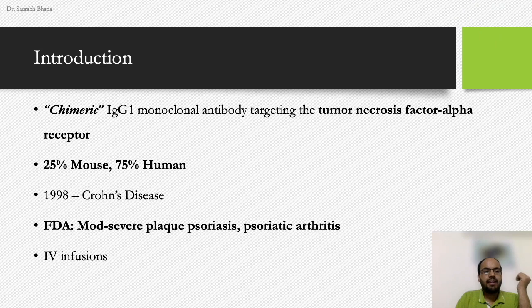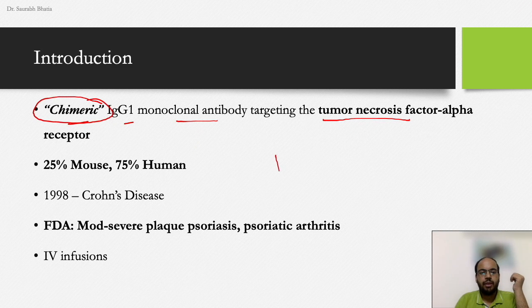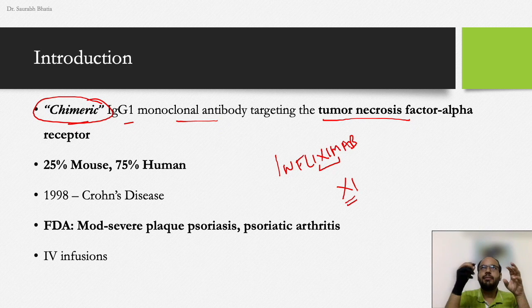Now, it's a chimeric IgG1 monoclonal antibody which targets tumor necrosis factor alpha. Now, this word is important. What is chimeric? If you all want it, we can have a very short video on naming of biologicals, so you'll be able to understand much better regarding their individual side effects and properties. If a biological has XI in their name, it is chimeric. And what do we mean by chimeric?